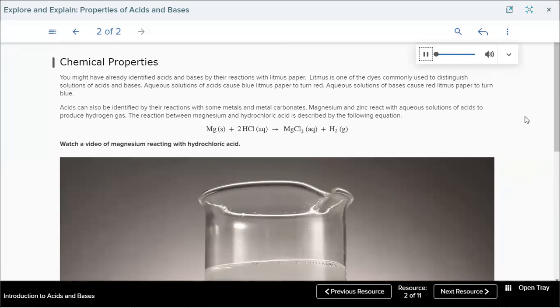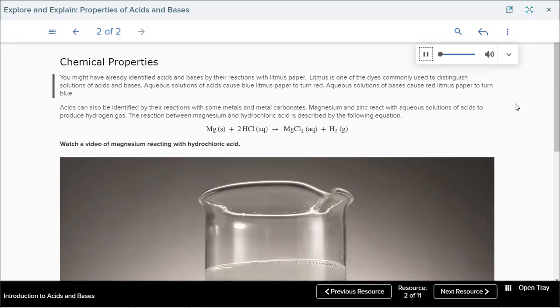Chemical properties. You might have already identified acids and bases by their reactions with litmus paper. Litmus is one of the dyes commonly used to distinguish solutions of acids and bases. So it's litmus paper, a property by which we can distinguish between acids and bases. If litmus paper changes to red, it will be acid. But if it changes to blue, it will be alkali or base.